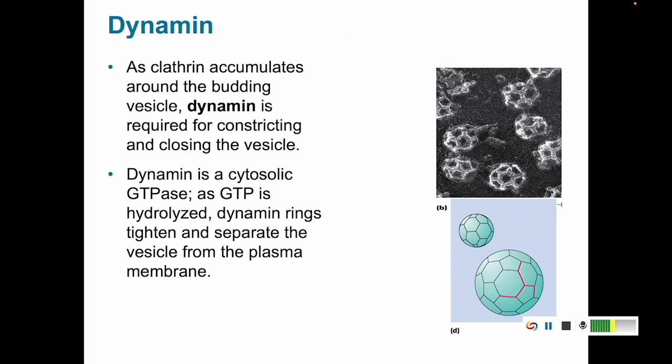As clathrin is accumulating around that vesicle, something called dynamin is going to be required. Dynamin is what actually constricts and closes off that vesicle so it can pinch off from the membrane. Dynamin is a cytosolic GTPase. That means that it is going to take GTP and hydrolyze it to release that energy. That energy that comes from releasing that third phosphate is going to allow the dynamin rings to tighten and pull that vesicle away from the membrane.